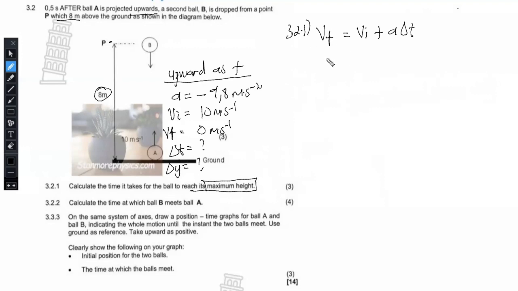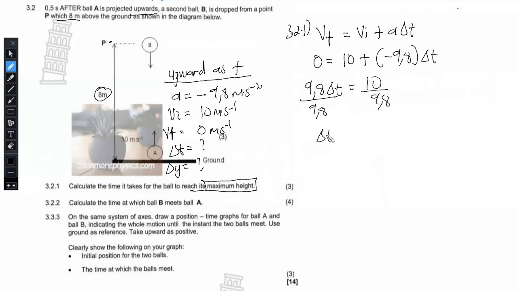And then, okay, Vf is 0, and then Vi is 10, and then here we have negative 9.8. Then we are looking for our delta t. Now we can take this one and transpose it over to this side. We have 9.8 delta t is equal to 10. And then if we divide both sides by 9.8, then our delta t would be equal to 1.02 seconds. So the time it takes ball A to reach its maximum height is 1.02 seconds.